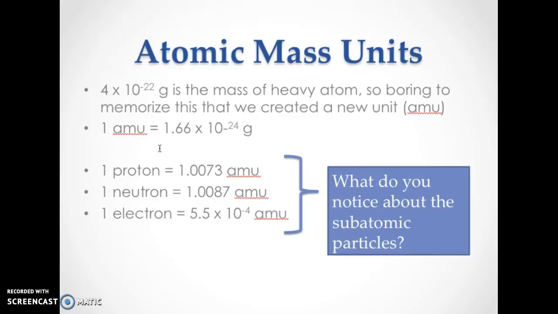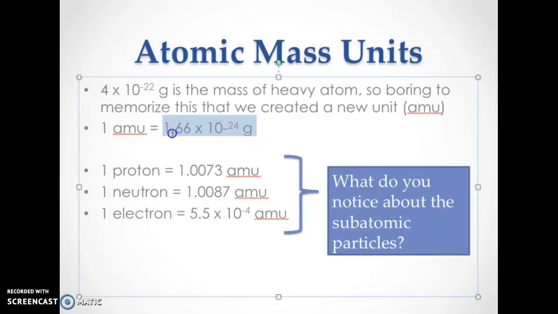more complicated periodic table. So what they did is they said, okay, let's take this number, 1.66 times 10 to the negative 24 grams, which I believe is the mass of a carbon atom. And what they said is, let's make it equal to one atomic mass unit. Let's just call it an atomic mass unit.